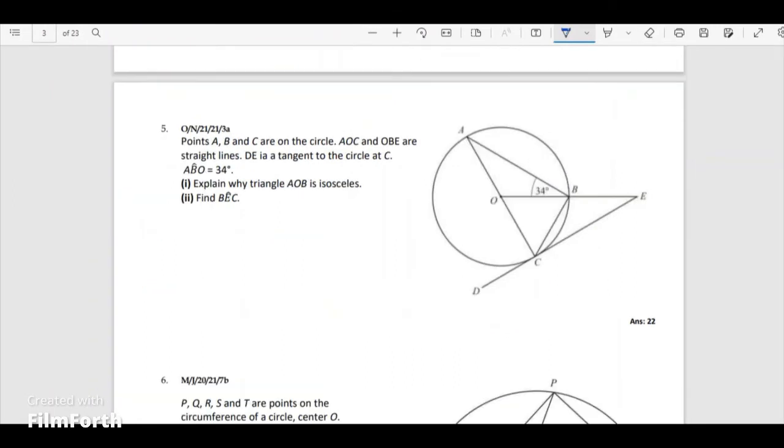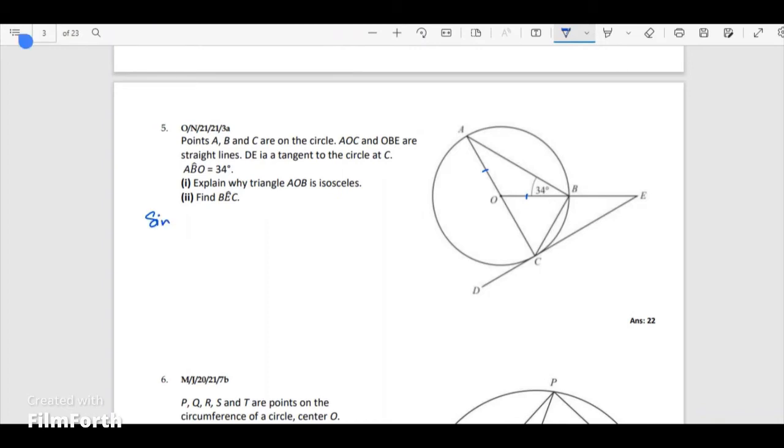There you go. Question number 5. Points A, B, and C are on the circle. AOC and OBE are straight lines. DE is a tangent to the circle at C. ABO angle equals 34 degrees. First part, we have to explain why triangle AOB is an isosceles triangle. Pretty simple. We have the center labeled. OA and OB would be isosceles.